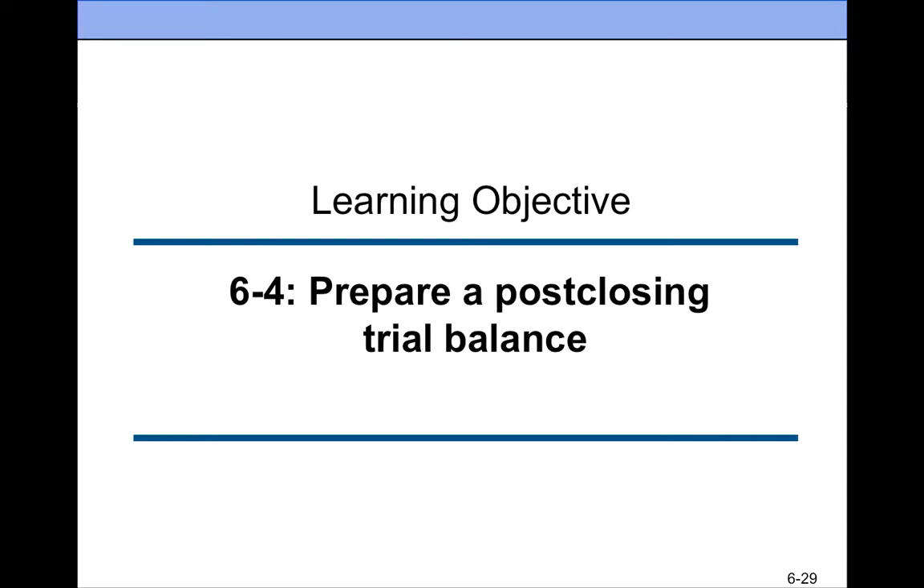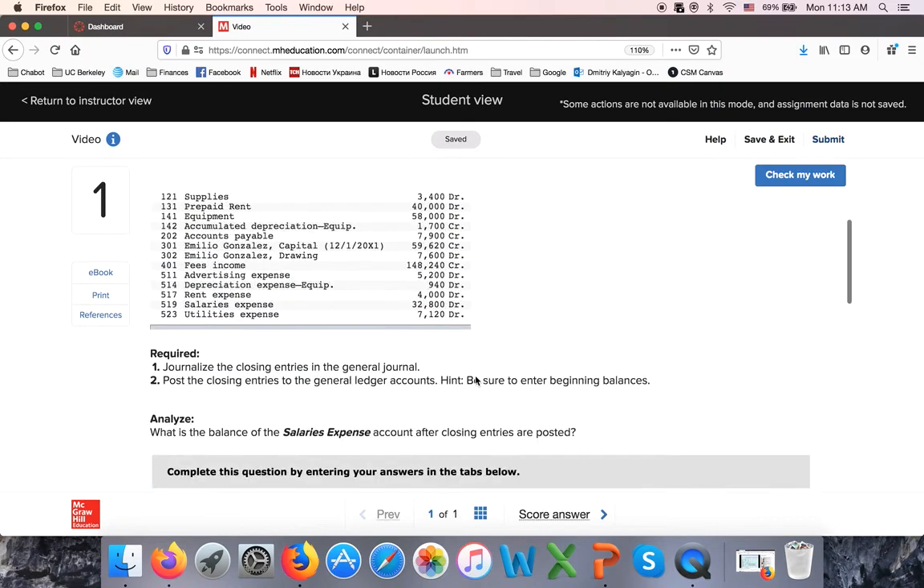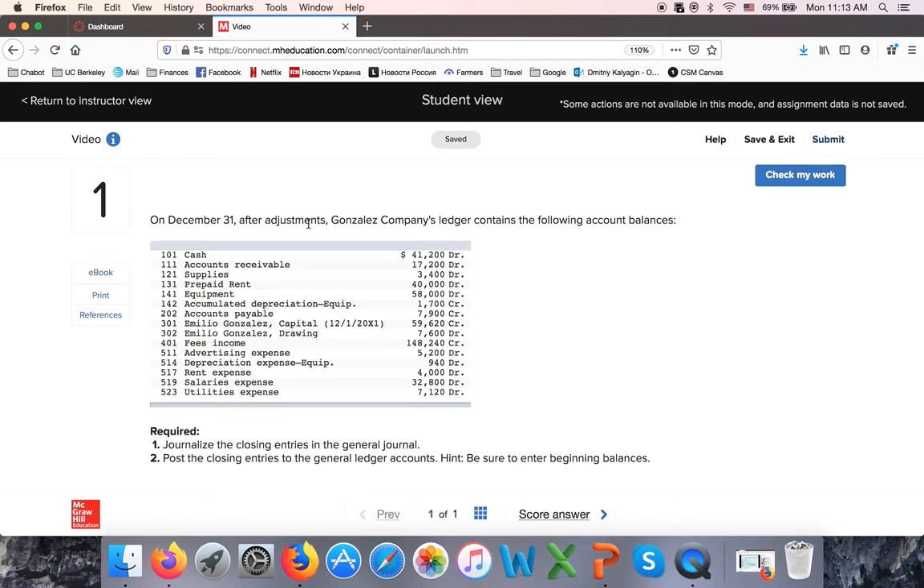Before I move to step 8 of the accounting cycle, let me show you one example of the problem. So after adjustments, Gonzalez Company ledger contains the following account balances. And again, I look at drawing and I draw the line above drawing. So everything from drawing down needs to become 0. Those are temporary accounts. And guys, my capital account will change because right here they say it's actually on December 1st. It's the beginning balance.